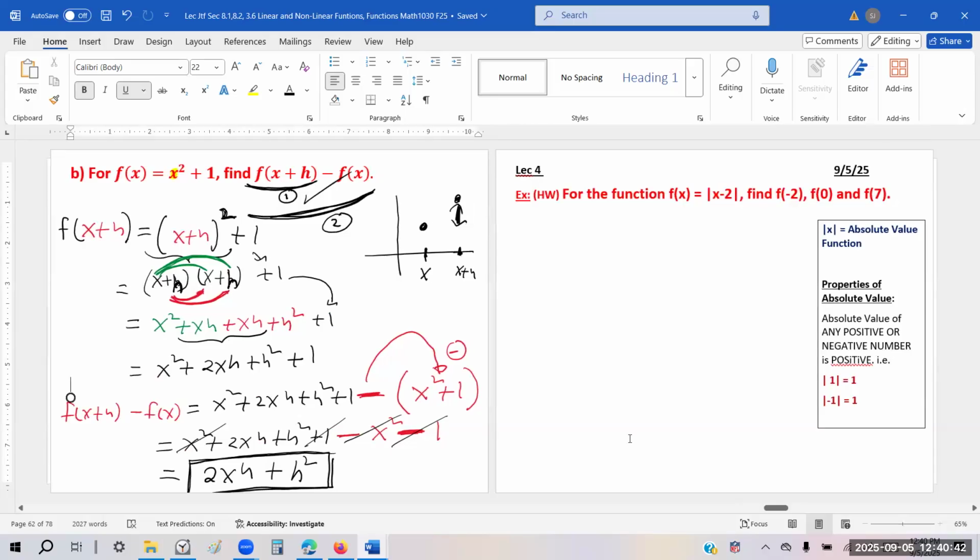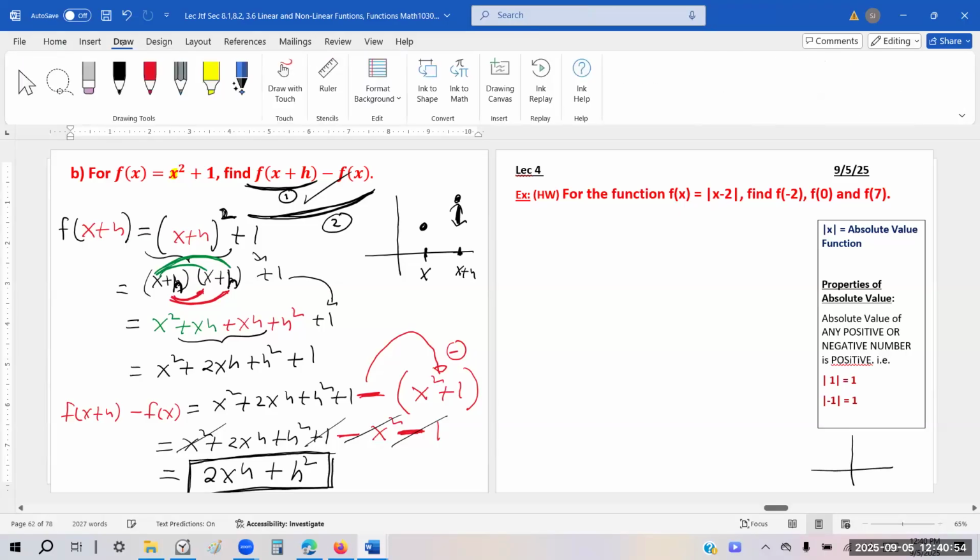Today we're going to say the same thing, but with a new type of function. It's called absolute value function. And you already know the absolute value function has a V shape, right? Without any transformation. So if you draw this, this is absolute value of x. What do you observe about the y values?